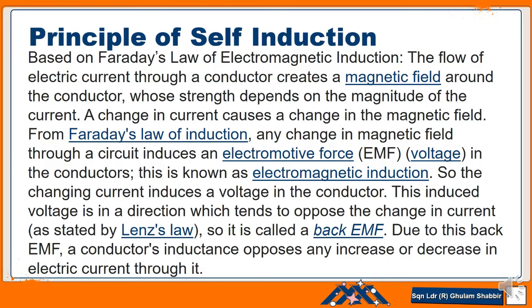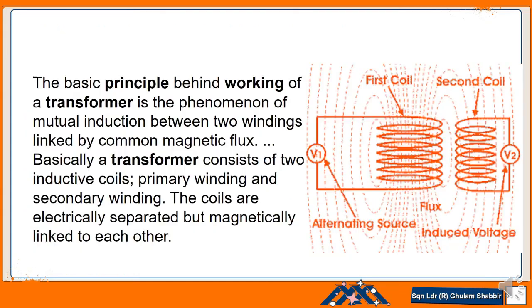This induced voltage is in a direction which tends to oppose the change in the current. This was stated by Lenz's law, so it is called a back EMF. Due to this back EMF, a conductor's inductance opposes any increase or decrease in electric current through it. So this is the principle of electromagnetic induction, either self or mutual.